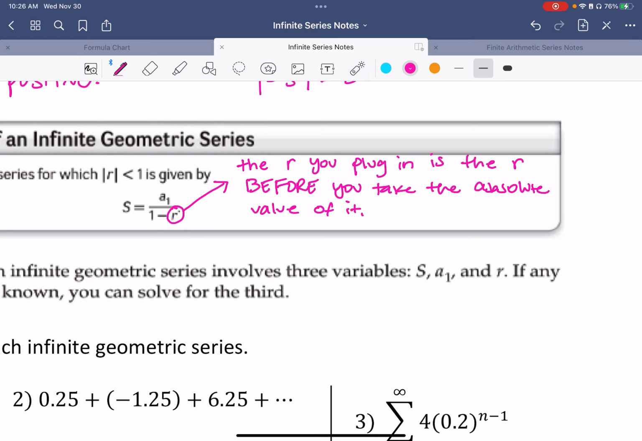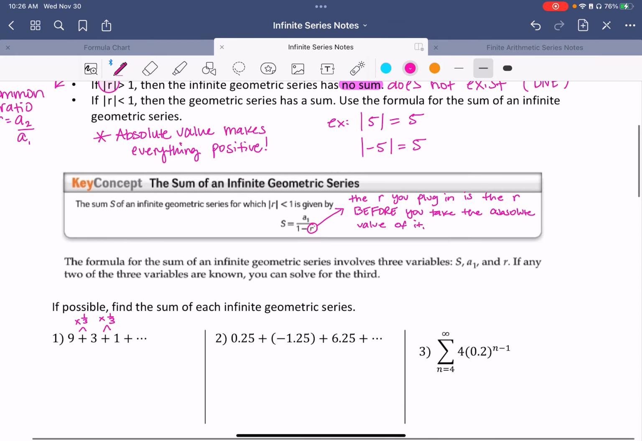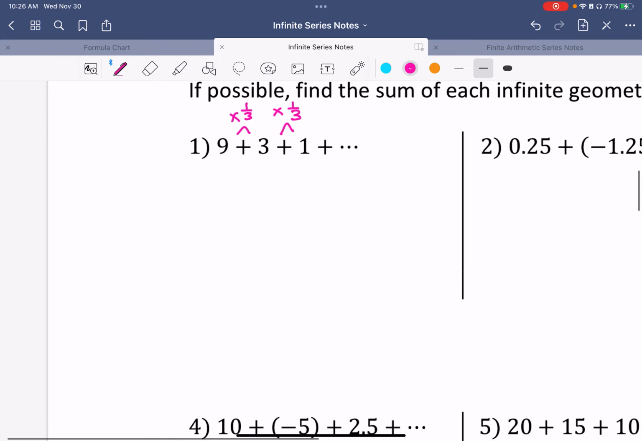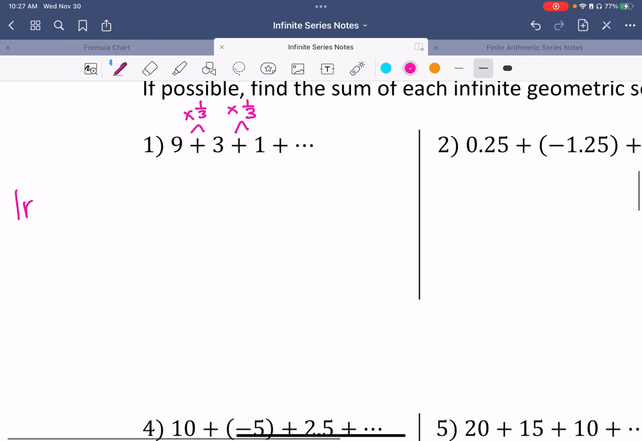Okay, because for all of these problems, you're going to have to take the absolute value of R, but that is just to test whether or not there is a sum or not. After that, you're going to go back to your regular R that you calculated. Okay, so we're going to test the absolute value of R. So the absolute value of R is 1/3. So I'm going to take the absolute value of 1/3. Well, the absolute value makes everything positive. So my absolute value of R is just going to be 1/3.